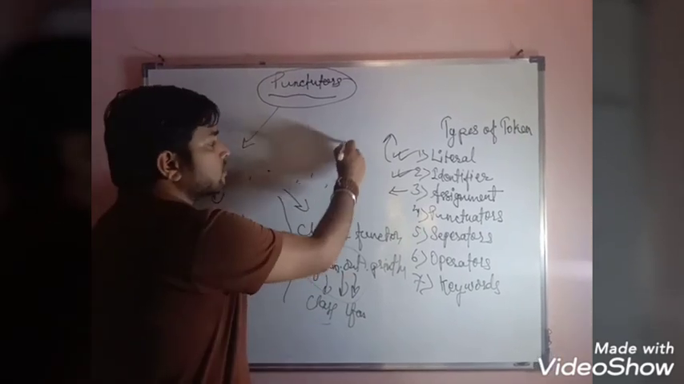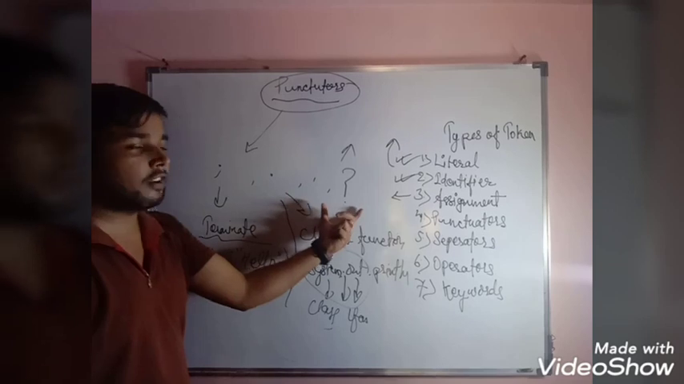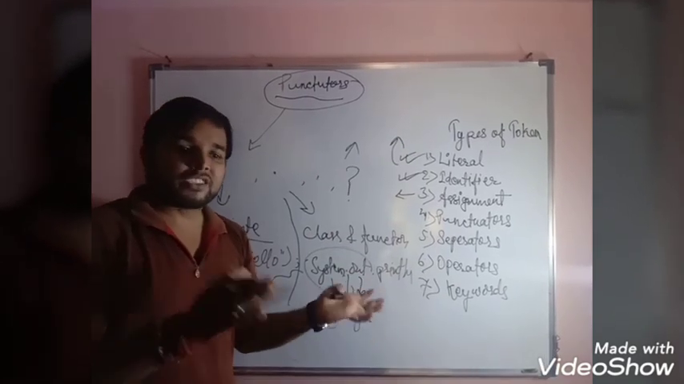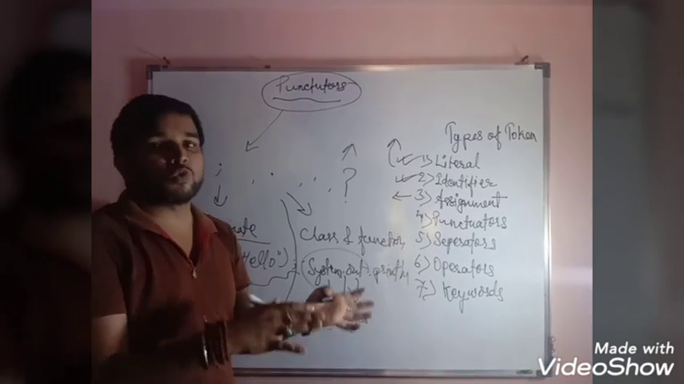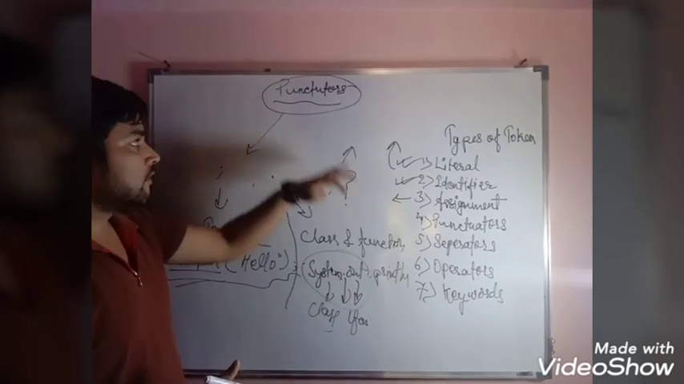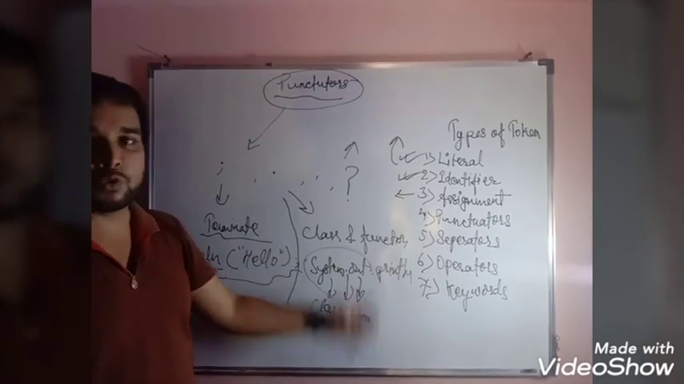And third, that is question mark. Question mark is used in the ternary operator to check the conditions, which condition is true and which condition is false. So this is all about the punctuators.